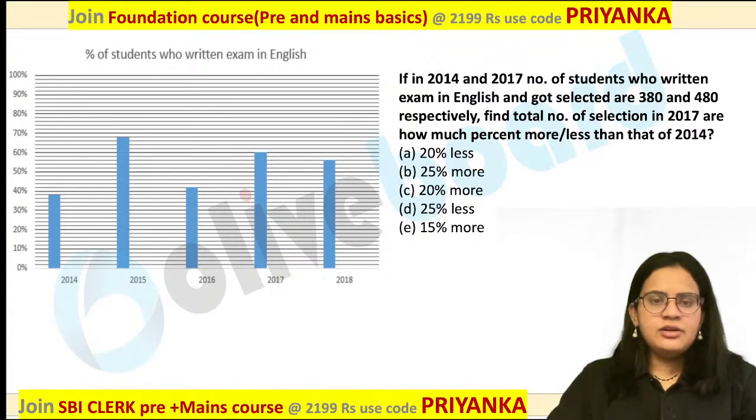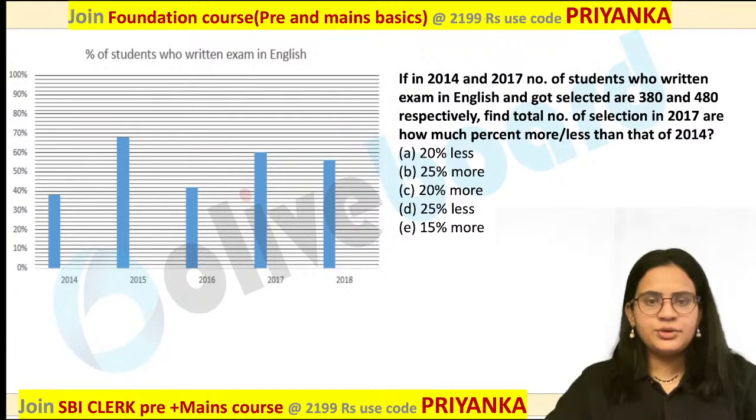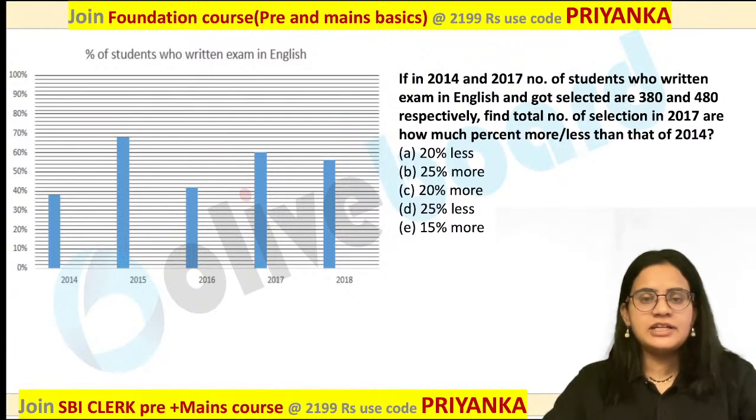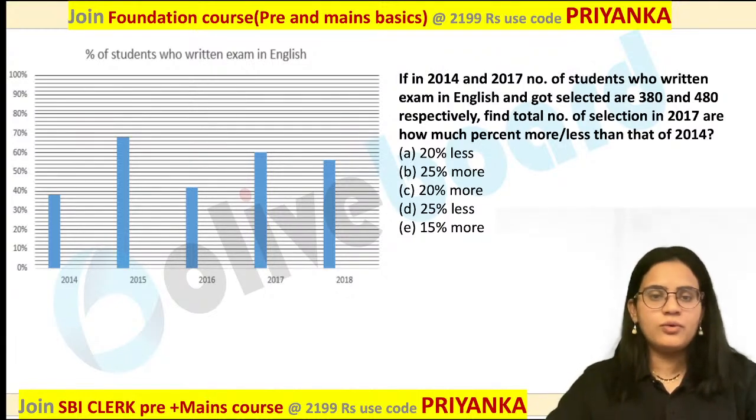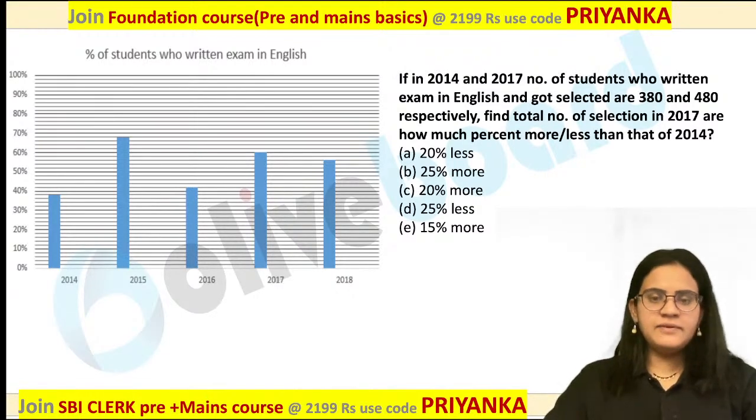2014 and 17, those who have written in English and got selected are 380 and 480 respectively. So you have to calculate the total number of selections in 2017 are how much percentage more or less than 14 over here. Let me see how many of you are getting the answer in this case. Rohit, you are perfectly correct. Can we try the next question now? Next question is there on your screen. Can you give it a try?